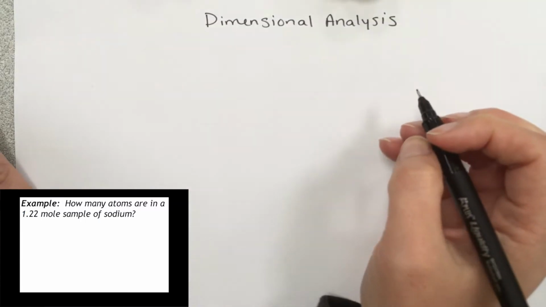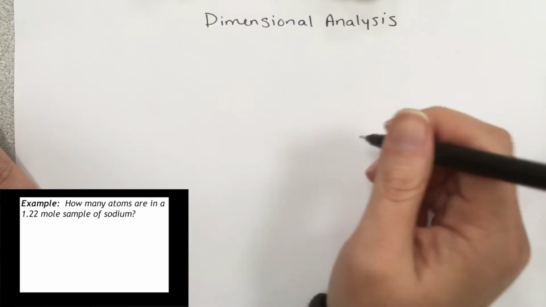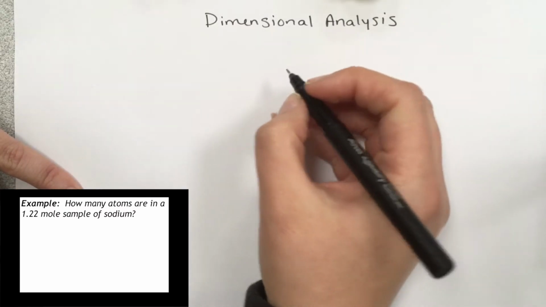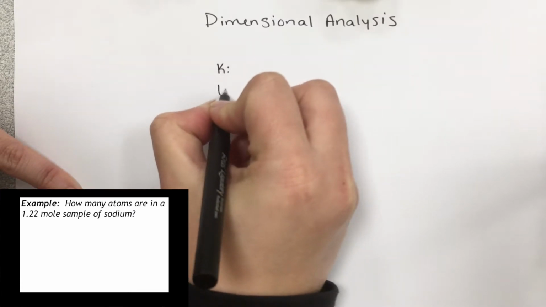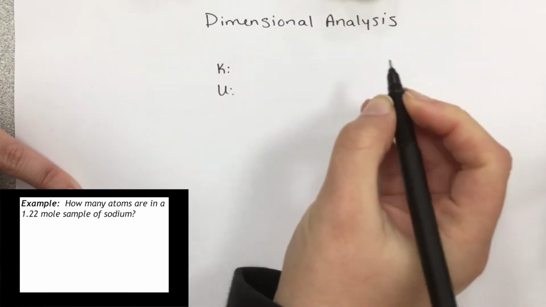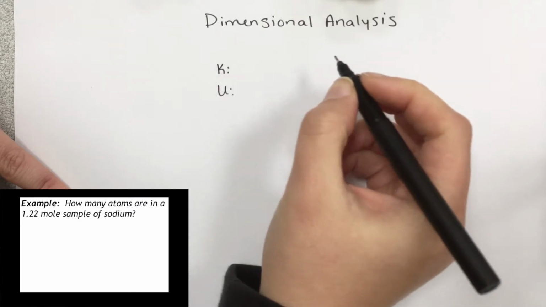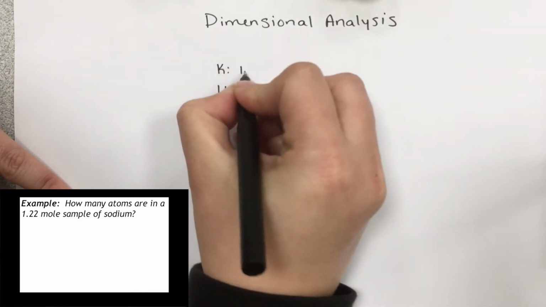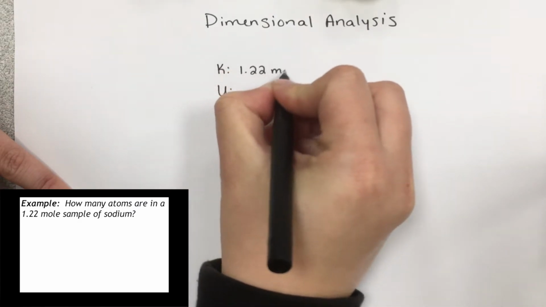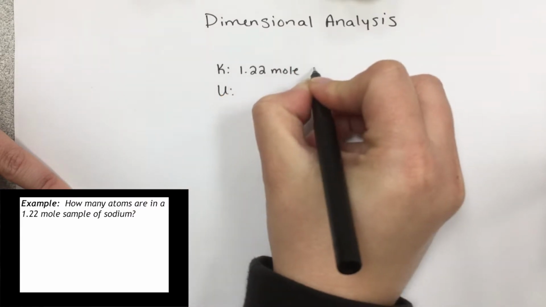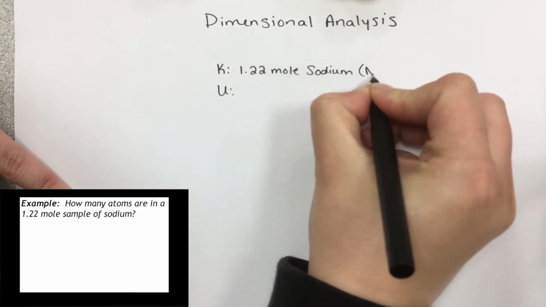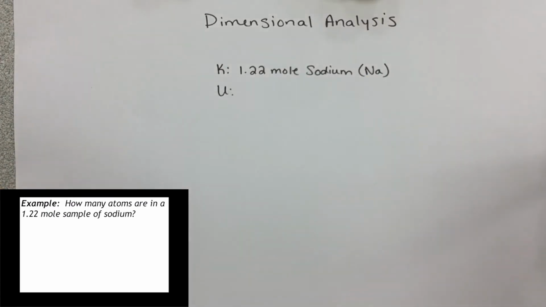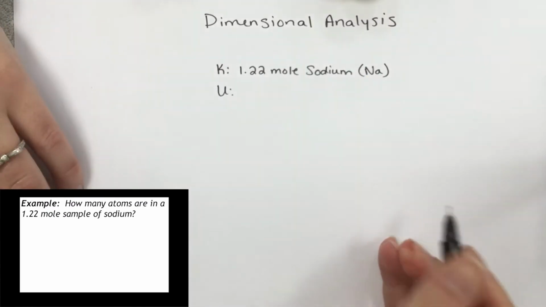Okay, so we're actually going to use dimensional analysis to solve this problem. Do you remember at the very beginning of the school year, we had a known and an unknown, right? So our known, if you look at the PowerPoint, is 1.22 moles of sodium. Okay, and you can abbreviate to make the problem shorter.